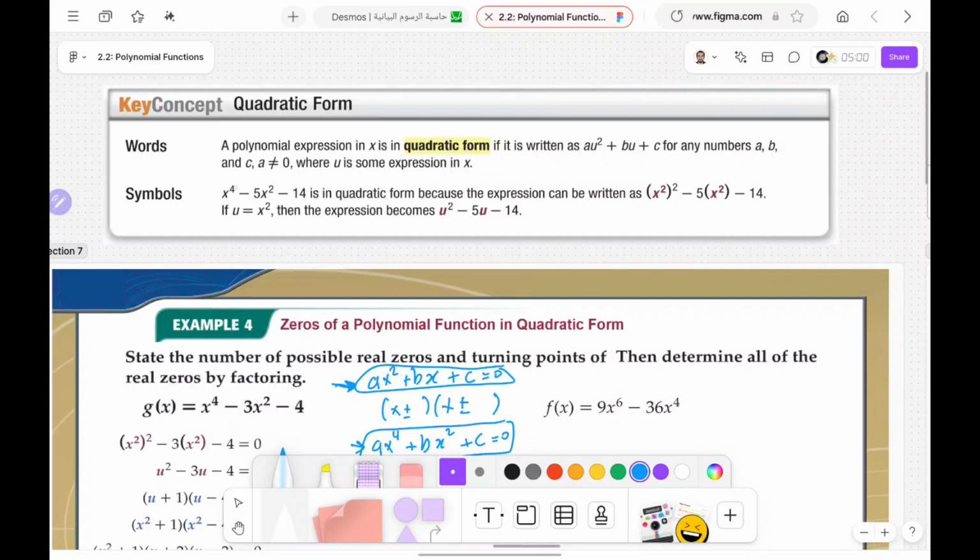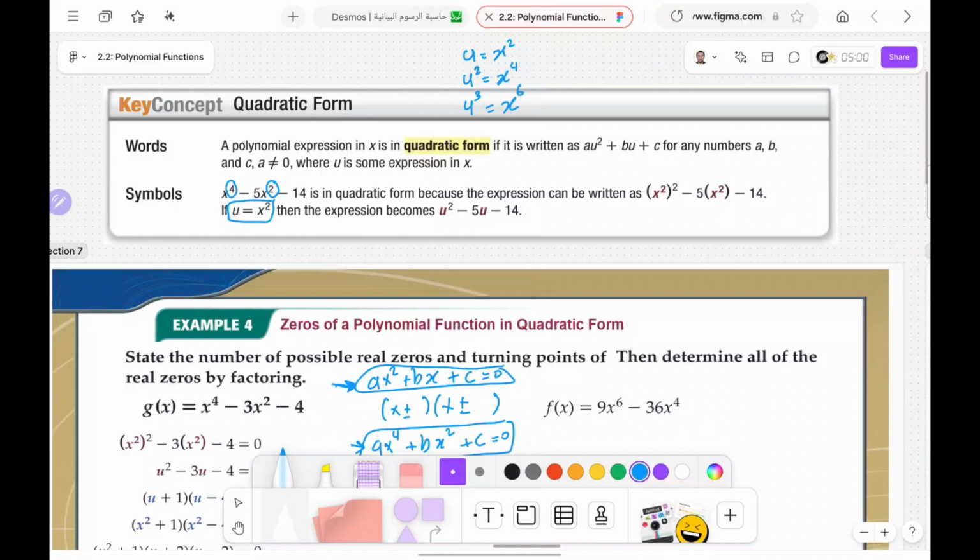If you have x to the power of 4 and x to the power of 2, just replace every x squared with u, okay? So if I say u equals x squared, then u squared is equal to what? u to the power of 4, and u to the power of 3 will be x to the power of 6, okay?